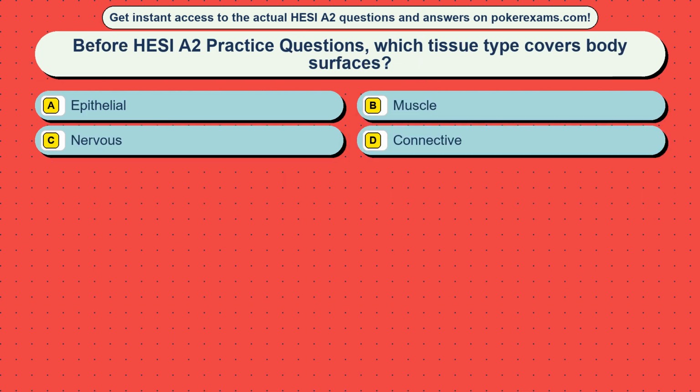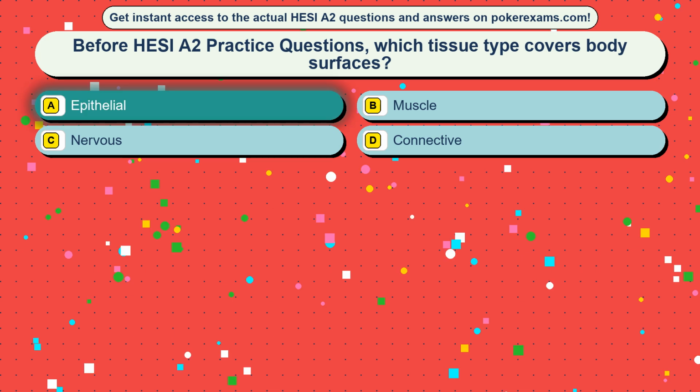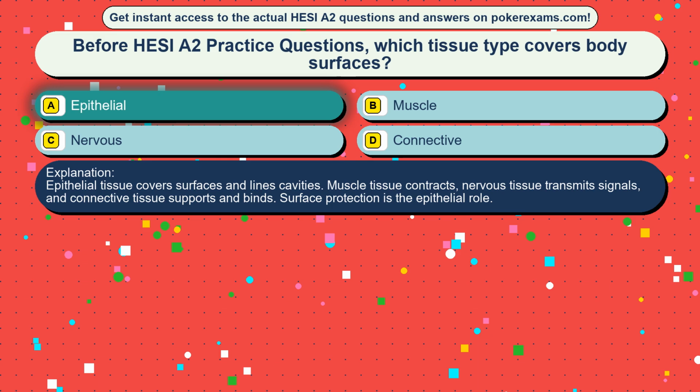Question 5. Before HESI A2 Practice Questions, which tissue type covers body surfaces? Option A, epithelial. Option B, muscle. Option C, nervous. Option D, connective. The correct answer is option A, epithelial. Epithelial tissue covers surfaces and lines cavities. Muscle tissue contracts, nervous tissue transmits signals, and connective tissue supports and binds. Surface protection is the epithelial role.